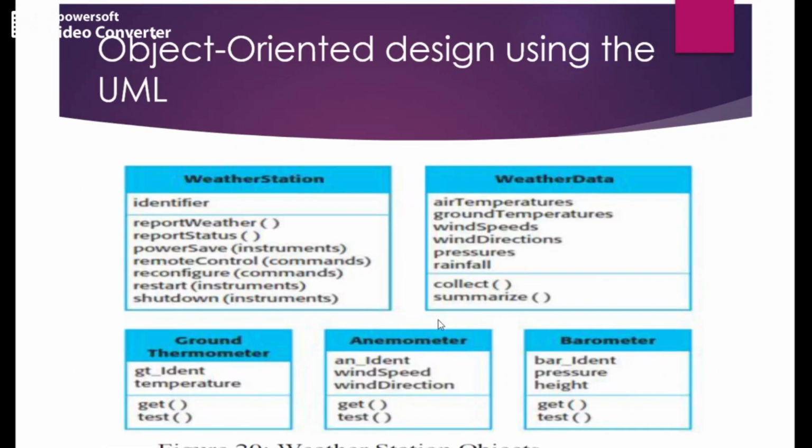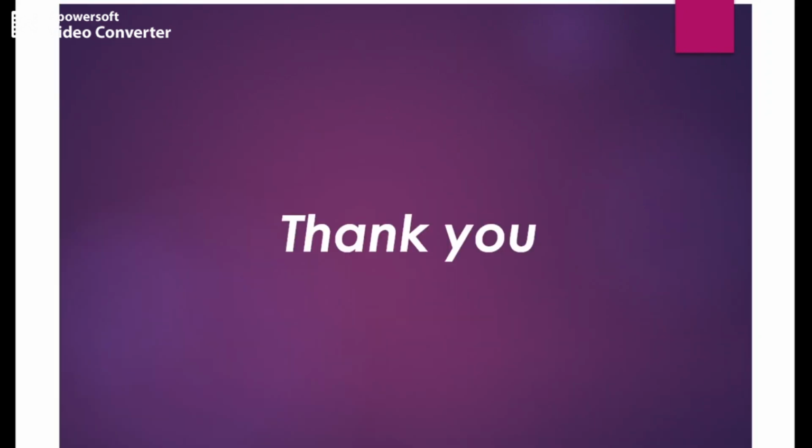Now this weather data will be sent to the weather station over your satellite link. Weather station will receive the data. And what about the weather data object class? It will make a summary of it and send all those reports to the weather information system. Clear? Thank you.